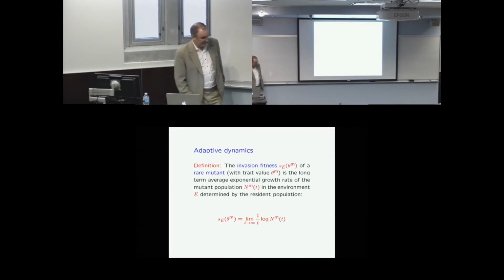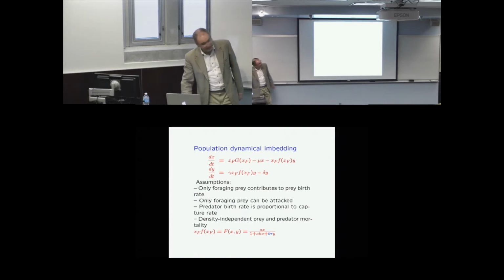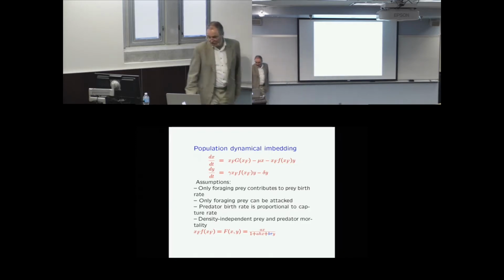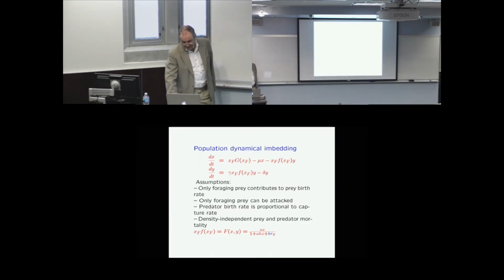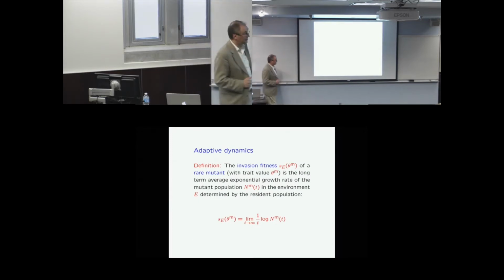And the next thing I want to do is to look at how this b tau, the timidity, evolves by natural selection. And this I will do within the adaptive dynamics framework. So let me spend a few minutes on giving you an idea of the basic ideas in adaptive dynamics. A central notion is that of invasion fitness.